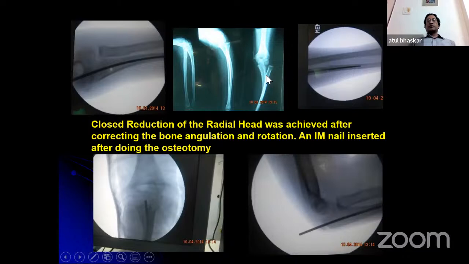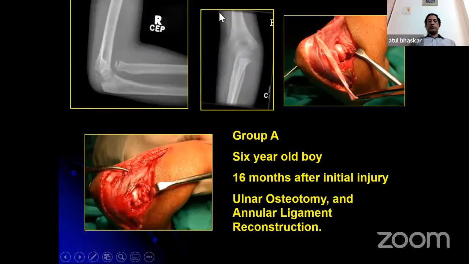So in the acute stages, this child presented within 3 months, and we didn't have to open the radiocapitellar joint. As you did the ulnar osteotomy, the head went back in. So this kind of reduction can be typically achieved in the first 3 months. After 3 months, you get a lot of soft tissue entrapment, and sometimes this may not be successful. In those cases, I always open the radiocapitellar joint, clear all the soft tissues.